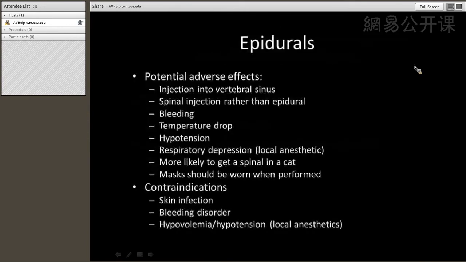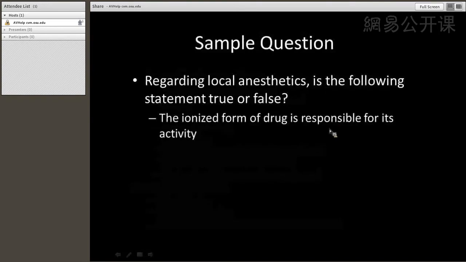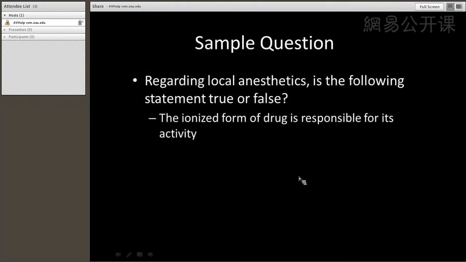So we already talked about what the potential adverse effects of epidurals are and when you should avoid them. So I have some sample questions for you before you get ready for your exam. So regarding local anesthetics, is the following statement true or false? The ionized form of the drug is responsible for its activity. False? It's true? How many people say true? How many people say false? It's true, right?